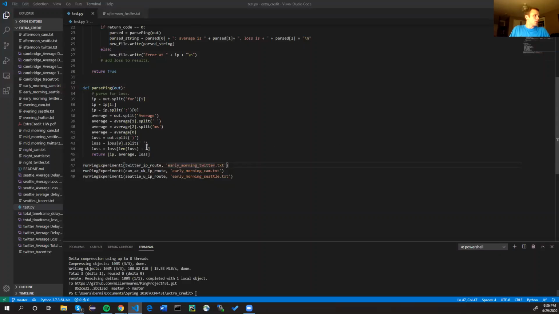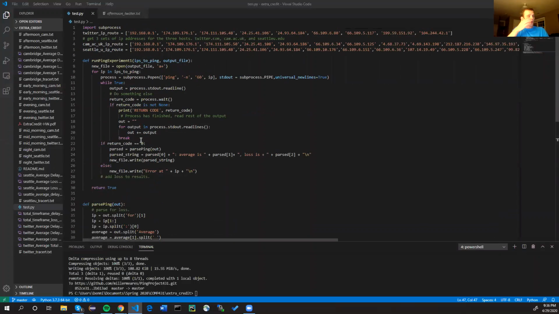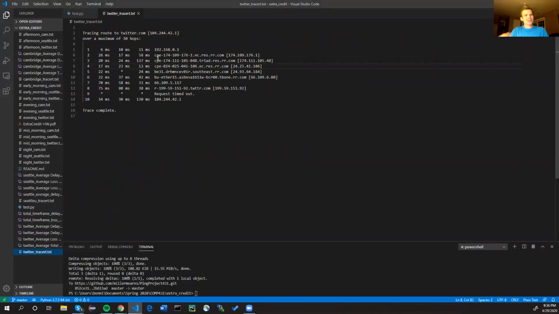Okay, so first I'd like to take you through my process. So we look at the process here. The first thing I did was do a trace route of each website. If this is twitter.com, this is the example. So we see that the trace route went reasonably well. There was 1 request timed out, but I ran each trace route several times to see if I could figure out what that was, but it would be timed out every time.